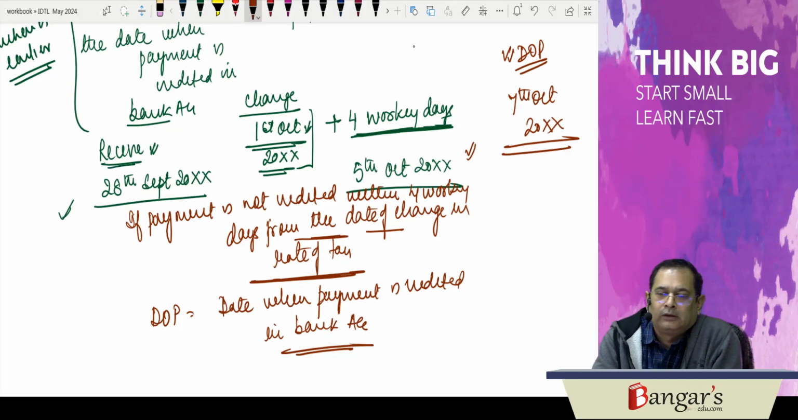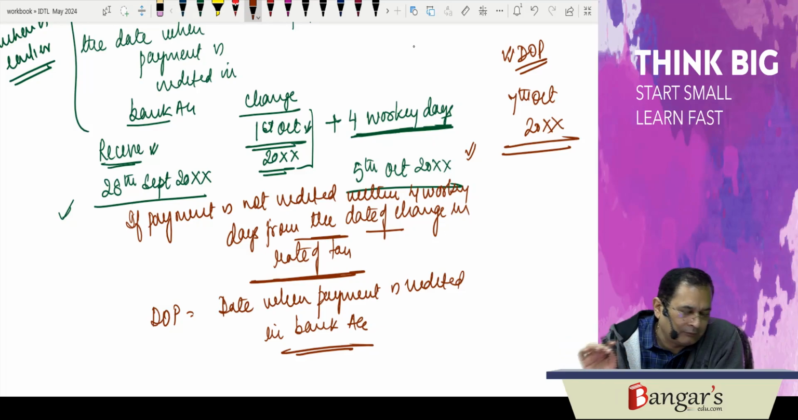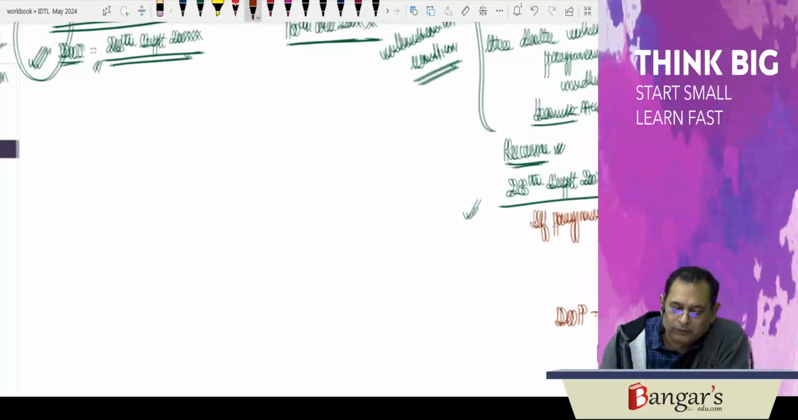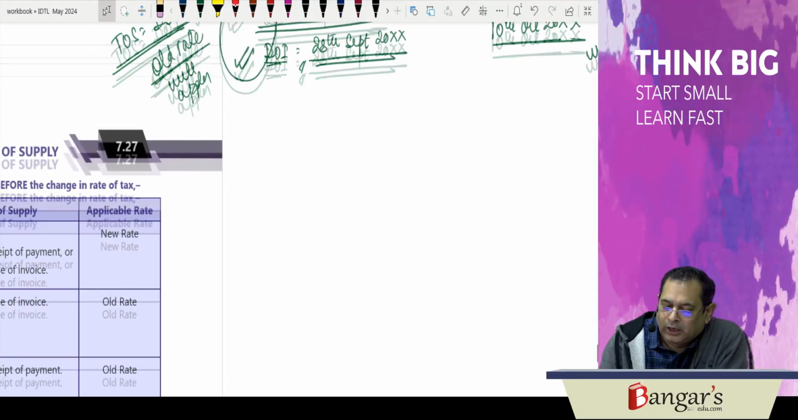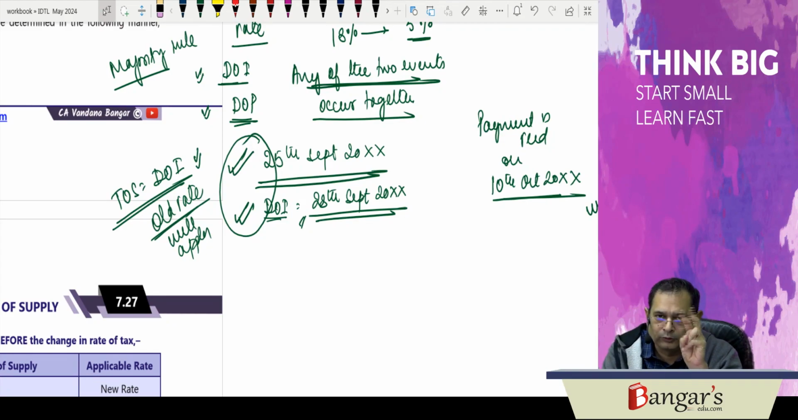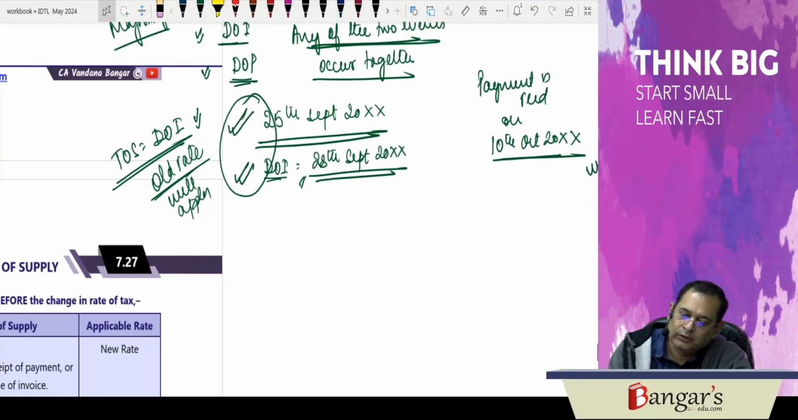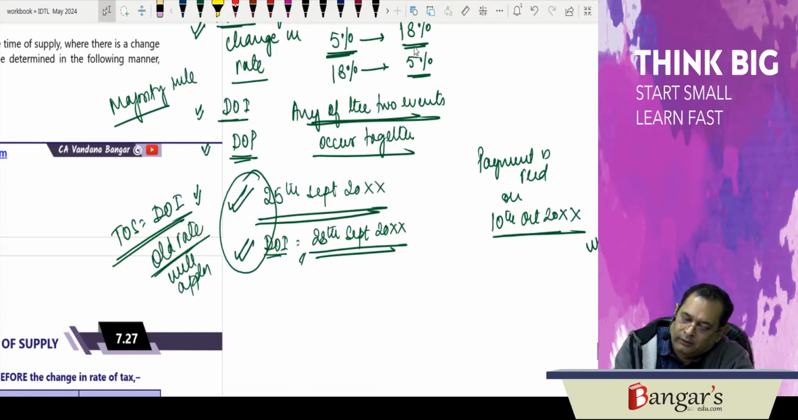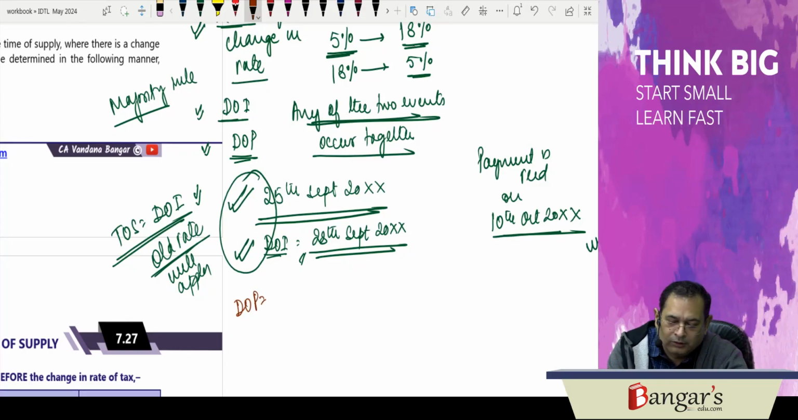In case the payment is credited within 4 working days from the date of change in rate of tax, then the date of payment will be determined as per the normal manner, that is date when the payment has been entered in books or the date when the payment has been credited in the bank account. What we were discussing was how you will be determining the time of supply in case of change in rate of tax. What you have to see is what 2 events occur together. Now say if change takes place on 1st of October, date of payment is as per the entry in books or the payment has been credited in the bank account, which was earlier. So it is on 28th of September.